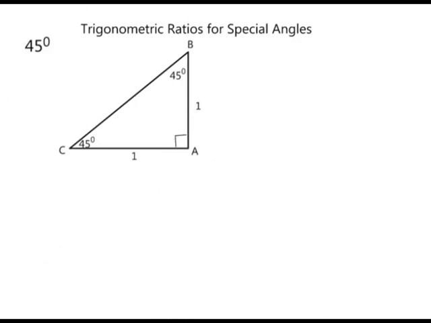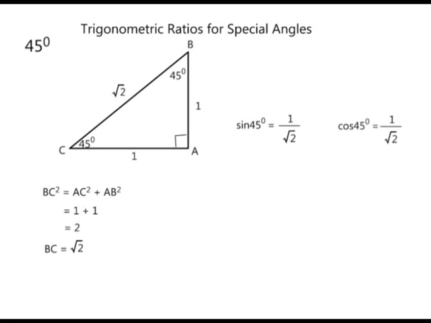The ratio for 45 degrees. Now consider a right-angled triangle with two sides each of length 1 unit. Using Pythagoras theorem, BC squared is equal to AC squared plus AB squared. That is 1 squared plus 1 squared, and it gives us 2. And therefore BC is root 2. Therefore, sin 45 degrees is equal to 1 over root 2, opposite over hypotenuse. And cos 45 degrees is equal to 1 over root 2, adjacent over hypotenuse.